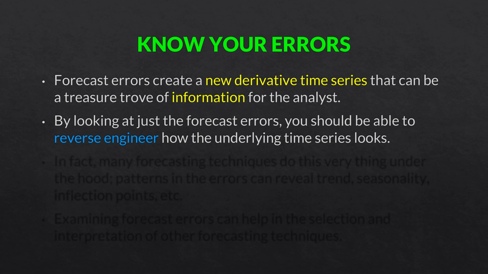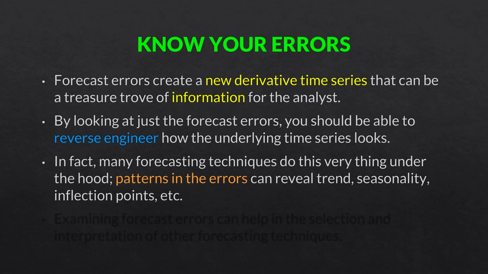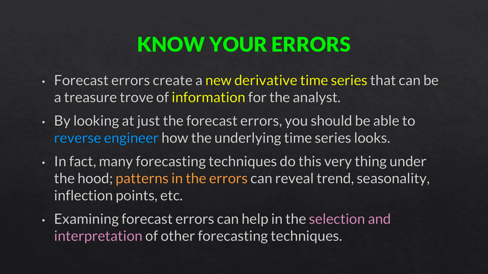By looking at just the forecast errors, you should be able to reverse engineer how the underlying time series looks. In fact, many forecasting techniques do this very thing under the hood. So patterns in the errors can reveal trend, seasonality, some inflection points in the series, and so on. And examining forecast errors can help in the selection and interpretation of other forecasting techniques. So seeing the errors for one technique might tell you that a different technique would be better.